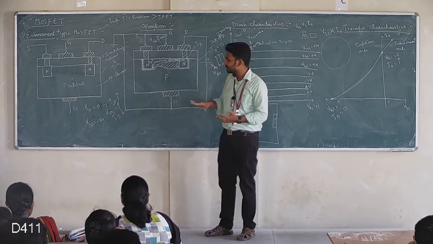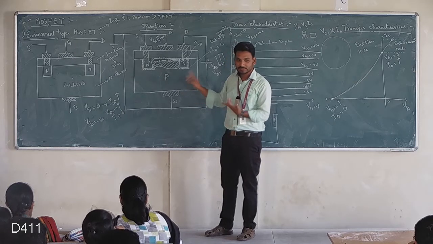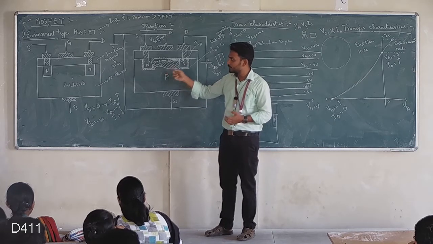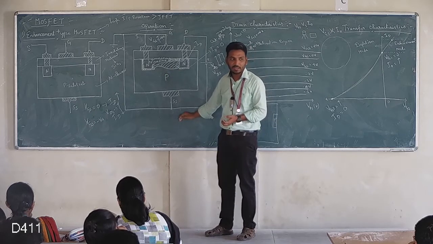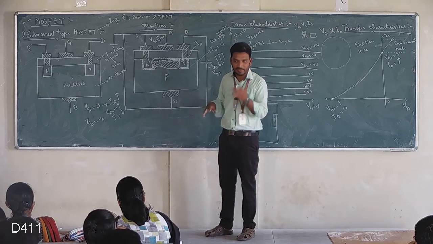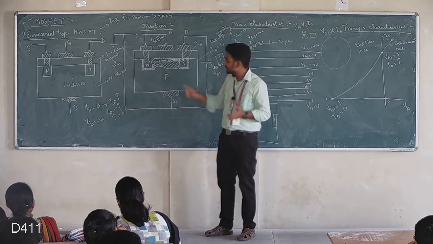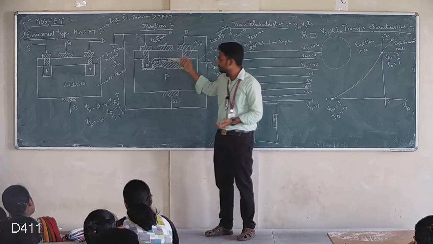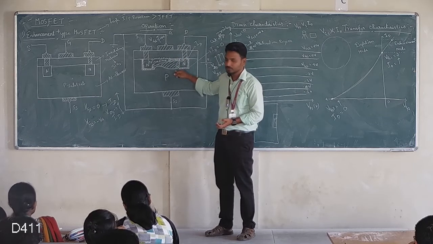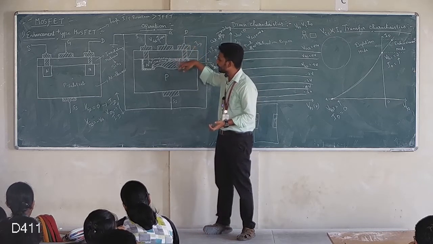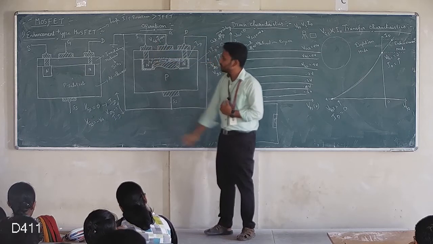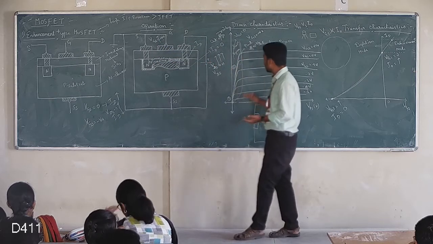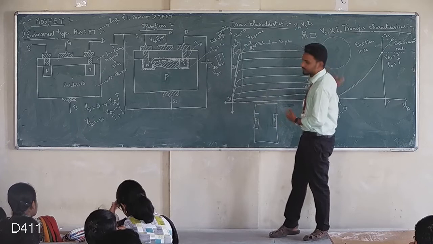Same operation. The slight difference is there is no channel between source and drain, so here we assume an imaginary channel between source and drain. The imaginary channel will not be a perfect shape. It will be blocked by the depletion region. So automatically drain current will get reduced whenever VGS is more negative. Same graph, drain characteristics, transfer characteristics.